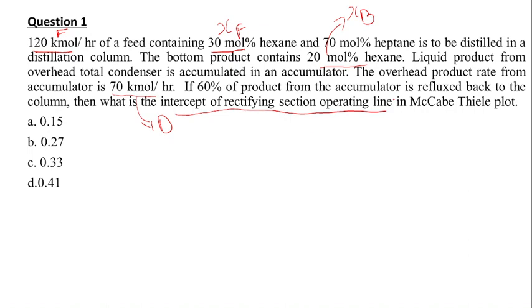So we know the equation of rectifying section operating line, y equal to R by R plus 1 x plus XD by R plus 1. This XD by R plus 1 is the intercept. So first we can draw the figure of distillation column.